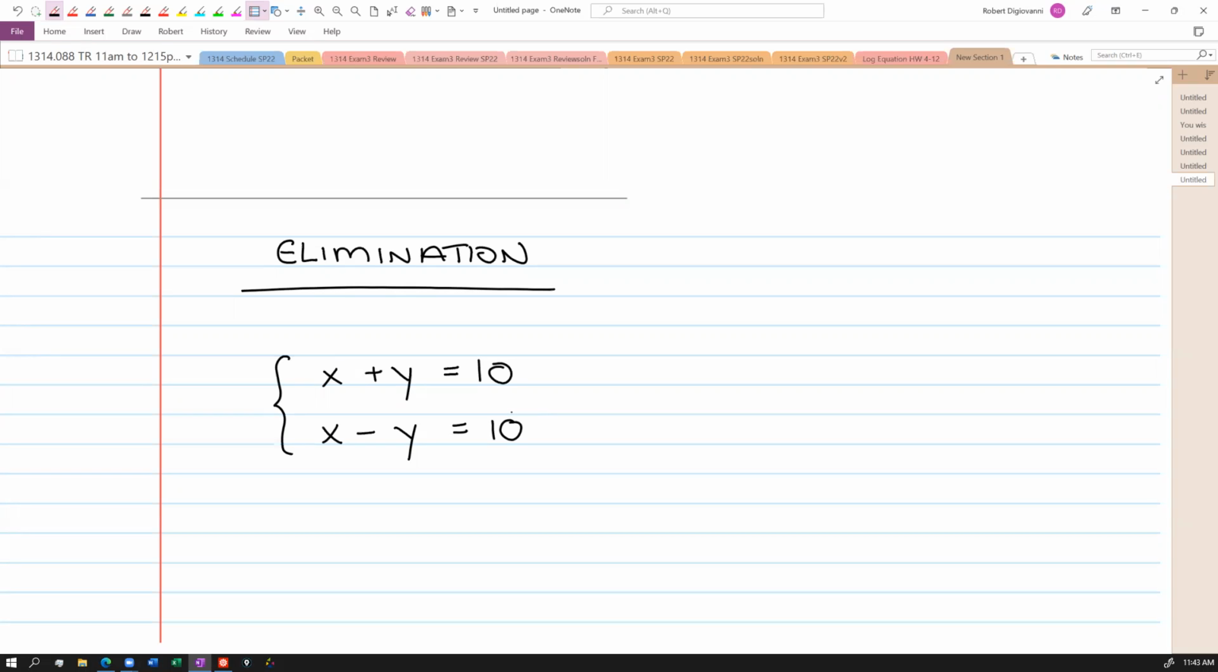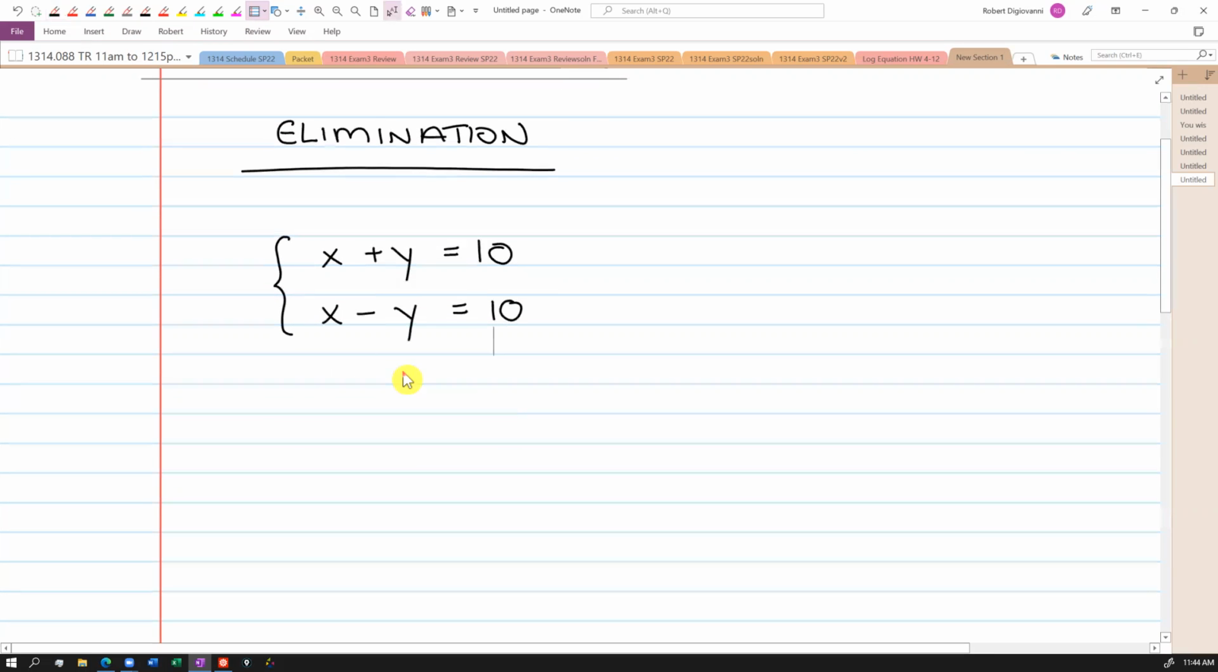And now what you do is you look at the x's and ask yourself, if I added these together, would they go away? So if I did x plus x, I would get 2x, right? They don't go away. But if I add the y's together, y minus y, that would go away, wouldn't it? And that's what you're looking for, seeing whether or not when you add down, one of the variables will go away. So I noticed that now, right?